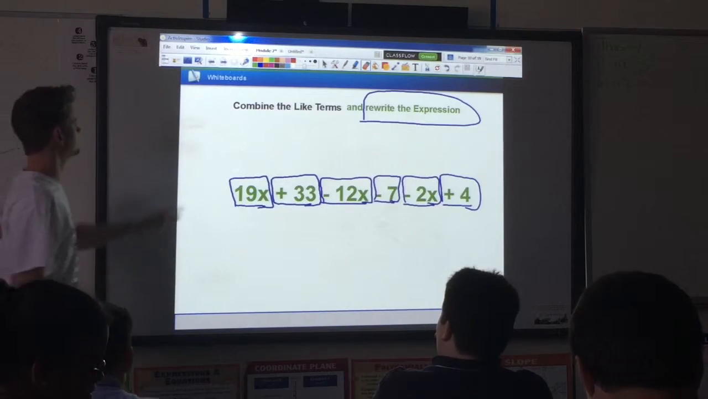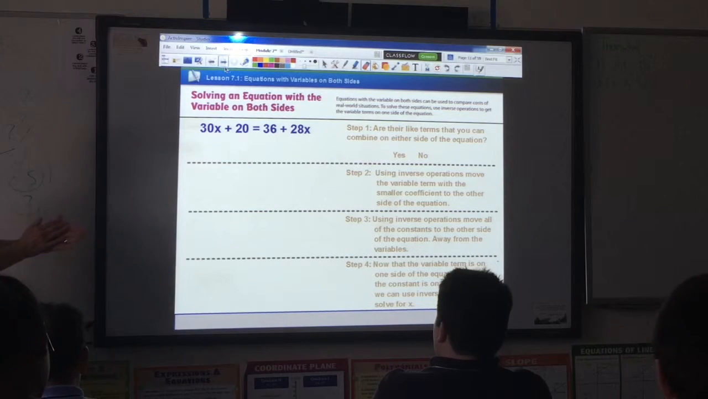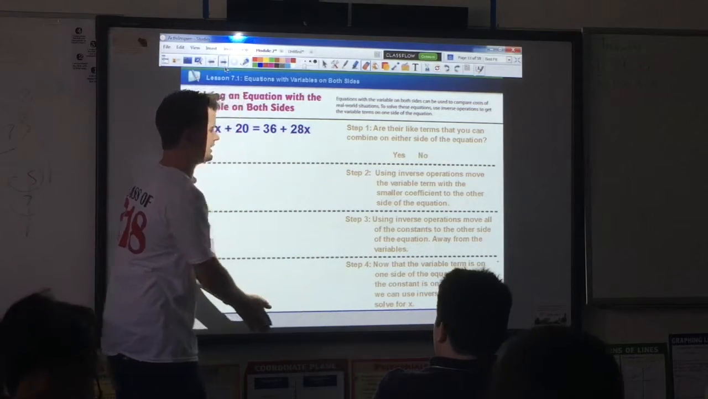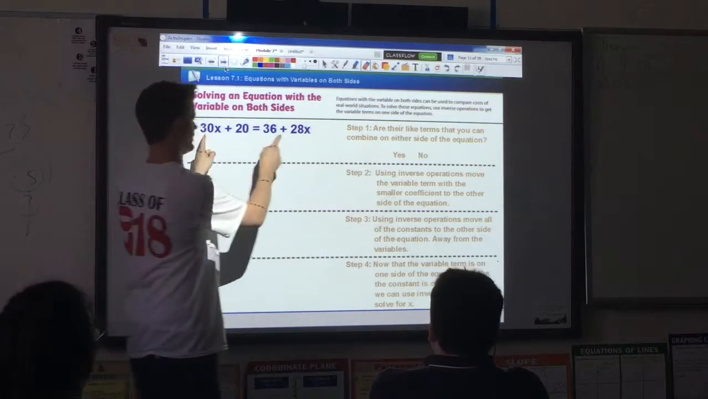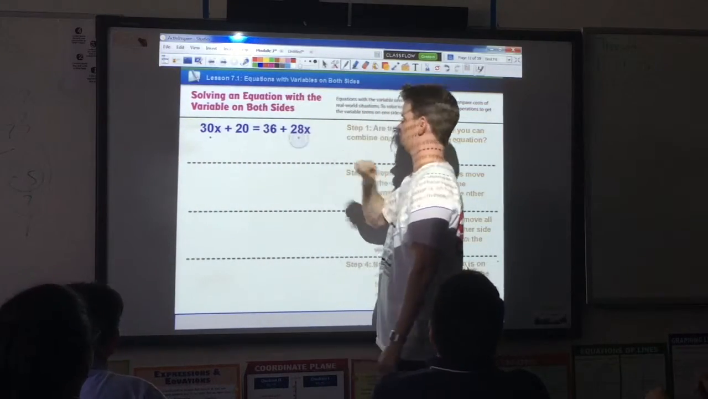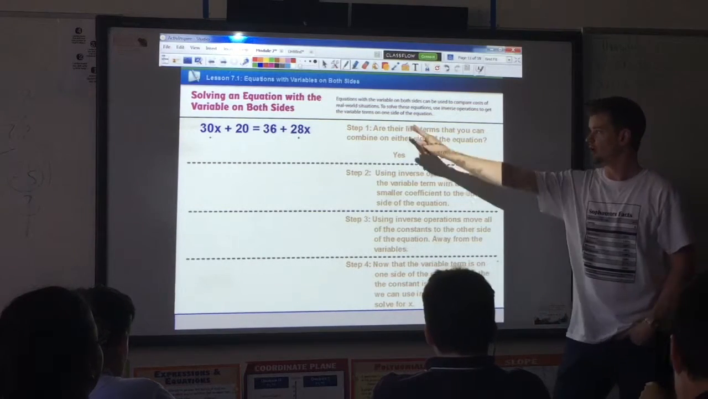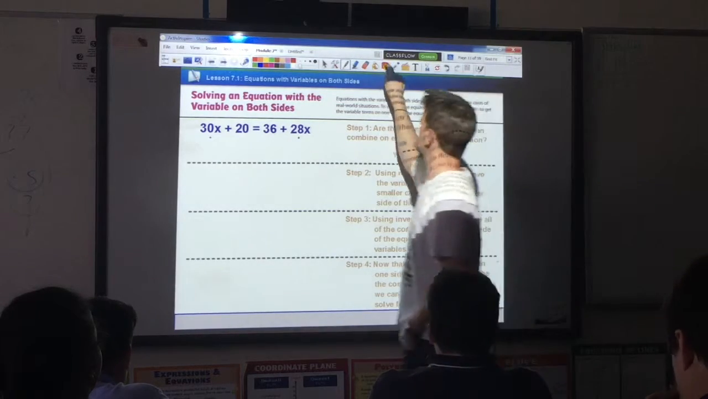All right. So now we actually move in to what we came here to do. Solving an equation with variables on both sides. You will see these steps over and over again. I use them, so should you, to help avoid simple mistakes. When we're solving an equation with variables on both sides, we have a variable term on both sides. I have a 30x and a 28x. First thing you always ask yourself: are there like terms that I can combine on either side of the equation? So we draw our line.